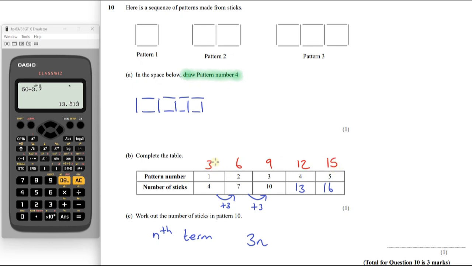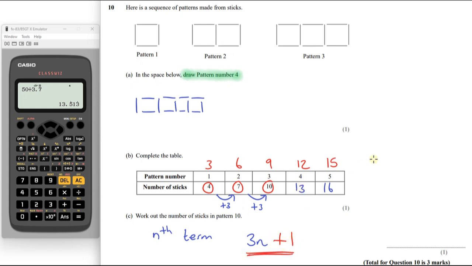But now, if we compare our 3n sequence with our number of sticks, you can see that our number of sticks is always 1 more than 3n. So 3n is 3. We need to add 1 to get to 4. 2 times 3 is 6. We need to add 1 to get to 7. 3 times 3 is 9. We need to add 1 to get to 10. So it's always 3n plus 1. So that is our nth term.